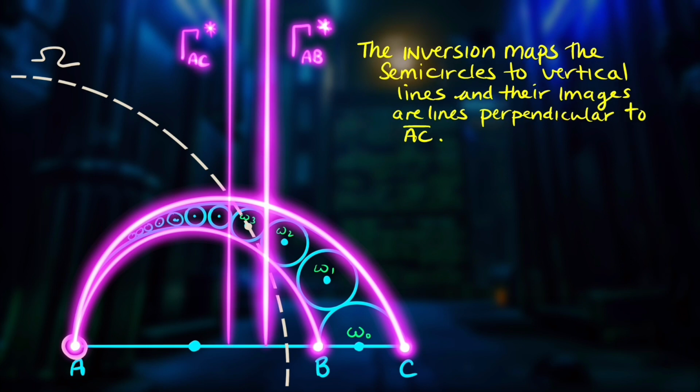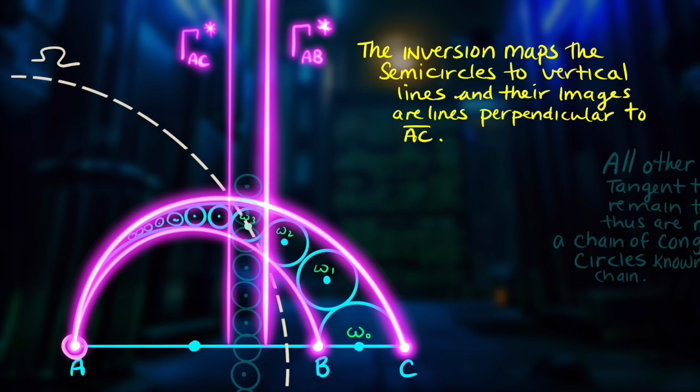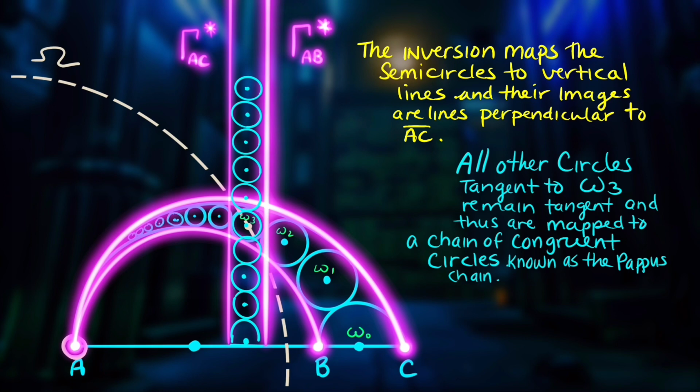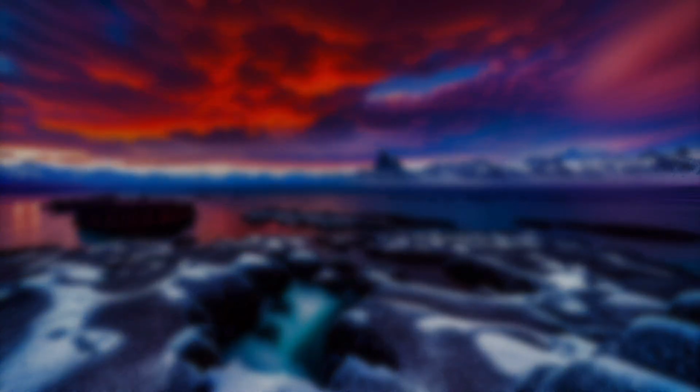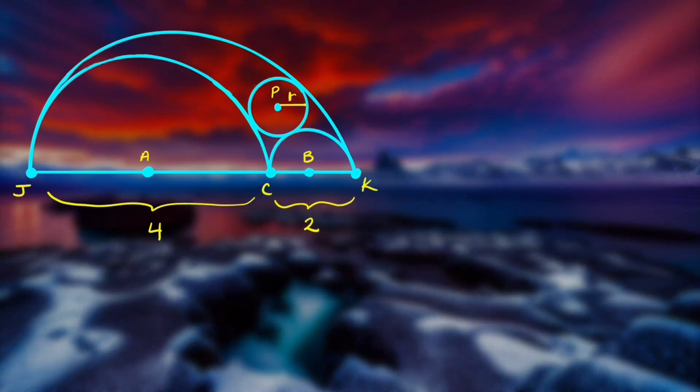So the inversion maps semicircles to vertical lines, the ones that pass through the origin, that are perpendicular to the line segment AC. And the result of the inversion to the rest of the structure is a chain of congruent circles known as the Pappus chain. Now, here's a quick problem for you to try, and I encourage you to pause the video to figure it out. Find the radius r of the circle in this incomplete shoemaker's problem. Again, pause the video now.